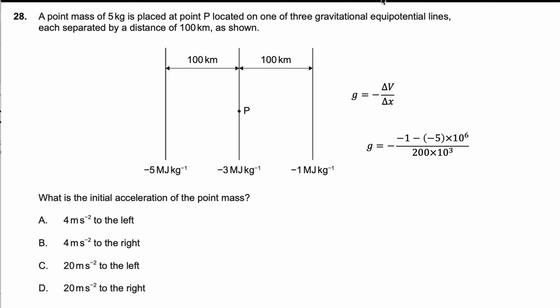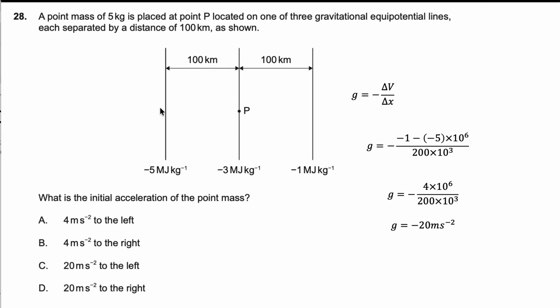Now, we're going to put those numbers in, and remembering our minus sign at the front, we have minus 1 take away minus 5, that's minus 1 plus 5, that's a 4 times 10 to the 6, and that's divided by 200 times 10 to the 3, which then gives us an answer of minus 20 meters per second squared. Now, this is where the direction was important.